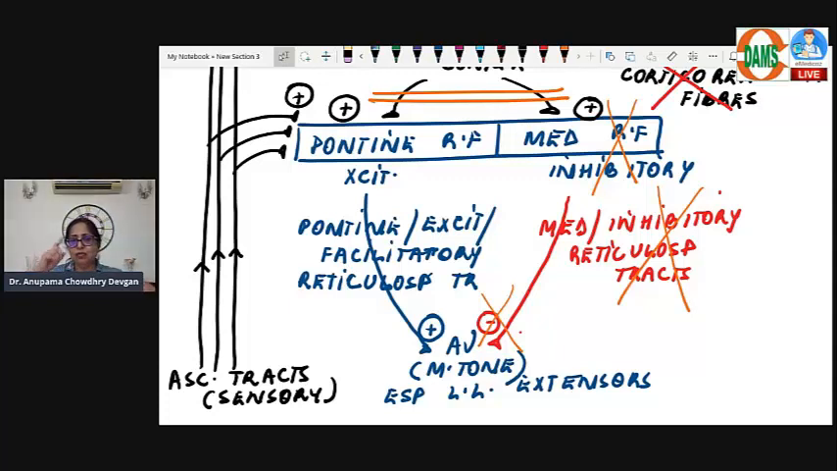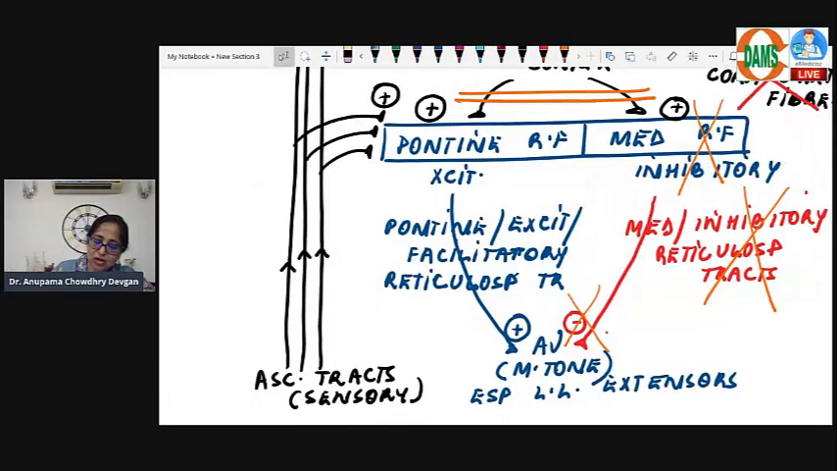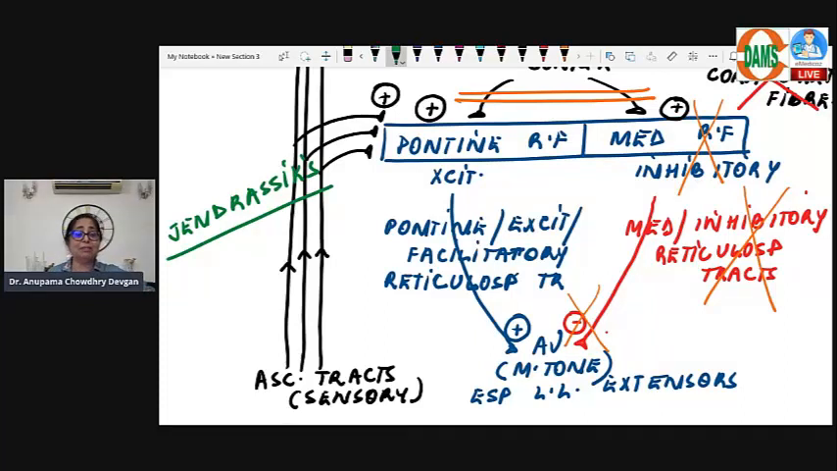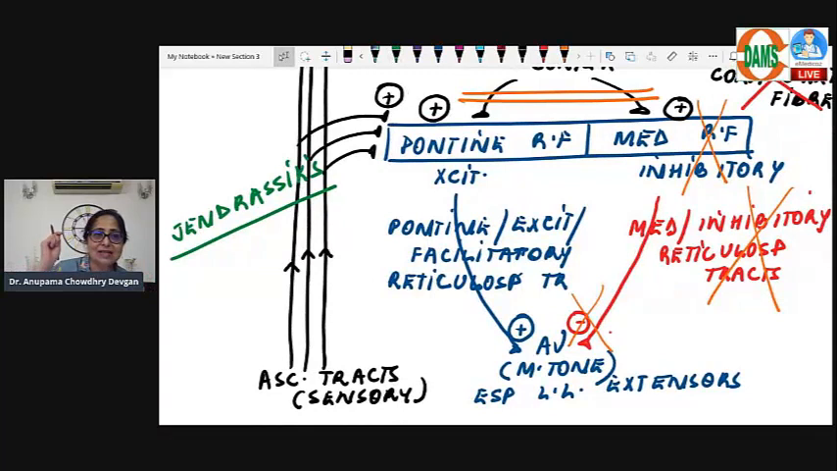Now, if you remember, what is the Jendrassik maneuver? Let's try and see what is the concept behind the Jendrassik maneuver. What is the Jendrassik maneuver? You are trying to elicit a knee jerk, but it is not coming, right? You cannot elicit a knee jerk, especially in the exam. You can't get it. So what do you do? You ask your subject to hook his fingers like this.